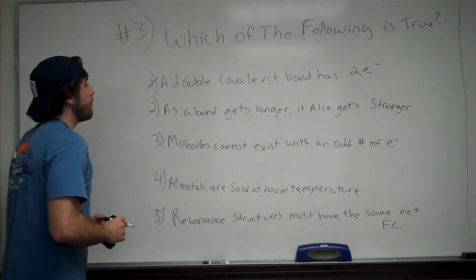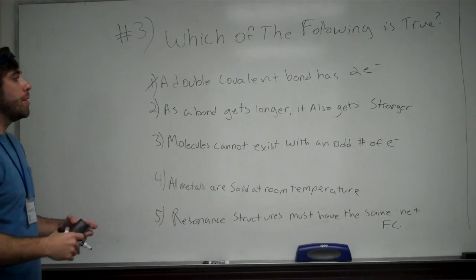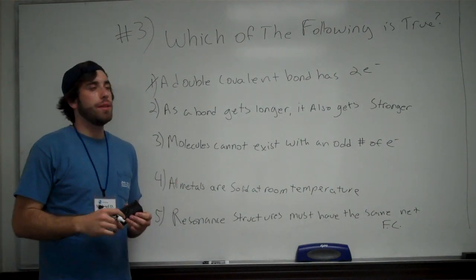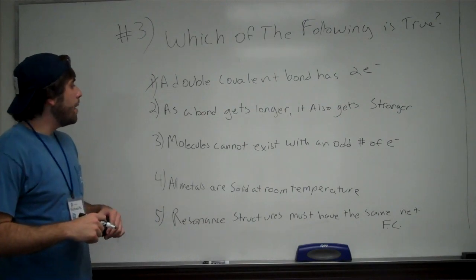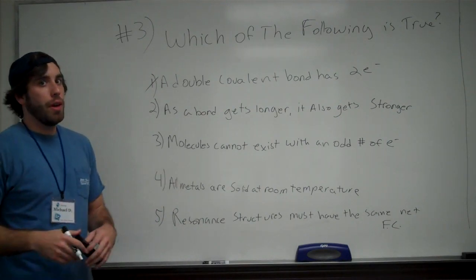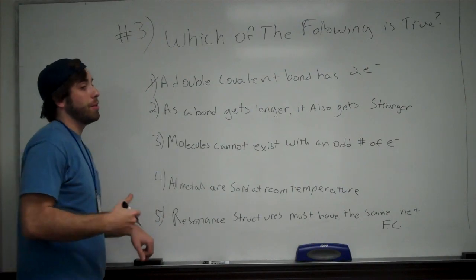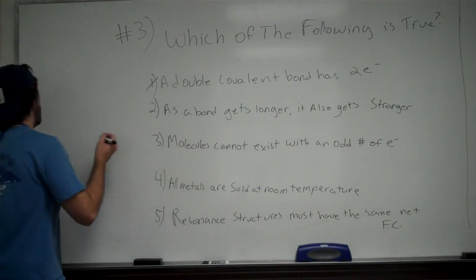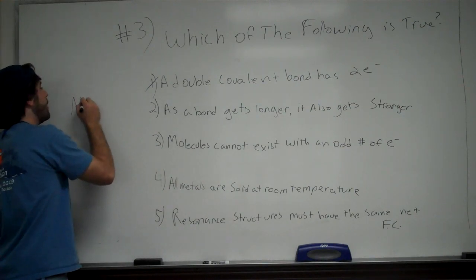The next one, as a bond gets longer, it also gets stronger. This is not true. The shorter the bond, the stronger it is. 3, molecules cannot exist with an odd number of electrons. This is not true. When a molecule has an odd number of electrons, it's called a radical. You guys will get to that much later in chemistry. A good example would be NO.